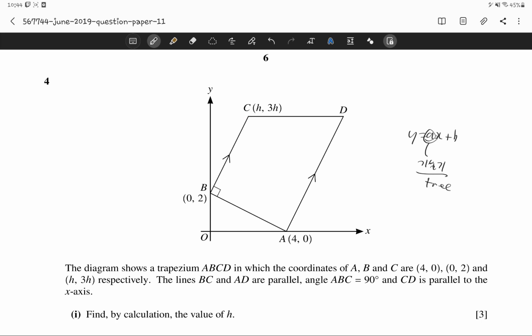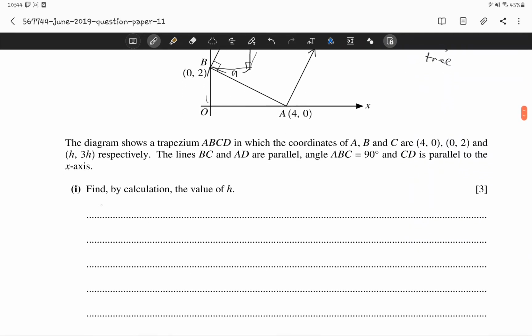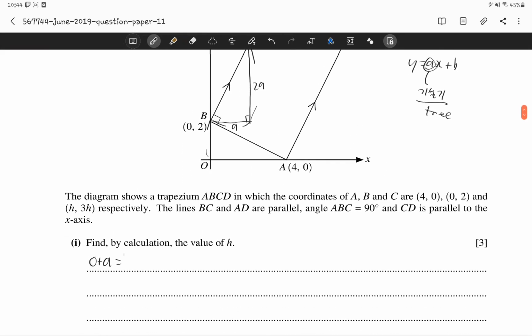For that, when you make a right angle like this, the ratio of this and this would have to be the same as the ratio of OB and OA. Let's say this is A, let's say this is 2A. So 0 plus A equals H, and 2 plus 2A, so this is the X coordinates, this is the Y coordinates, equals 3H. So what do we get from here? A equals H, H equals 2, which is equal to A. So that's it, H equals 2.